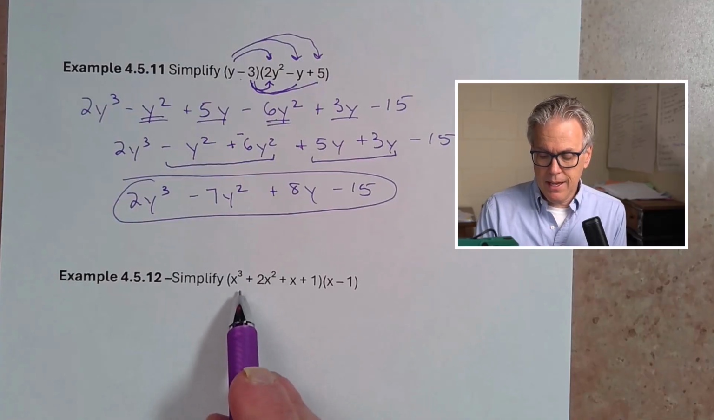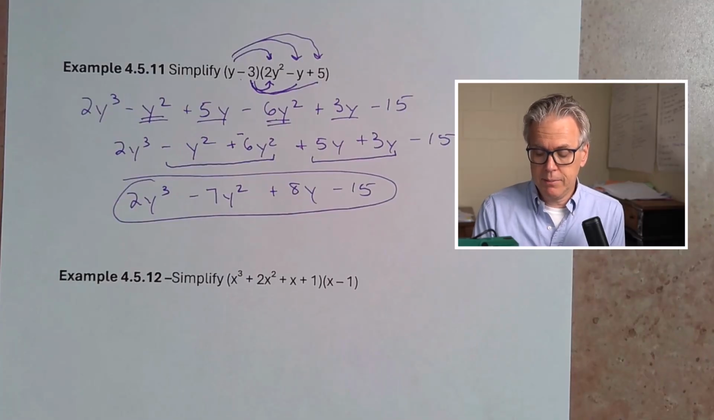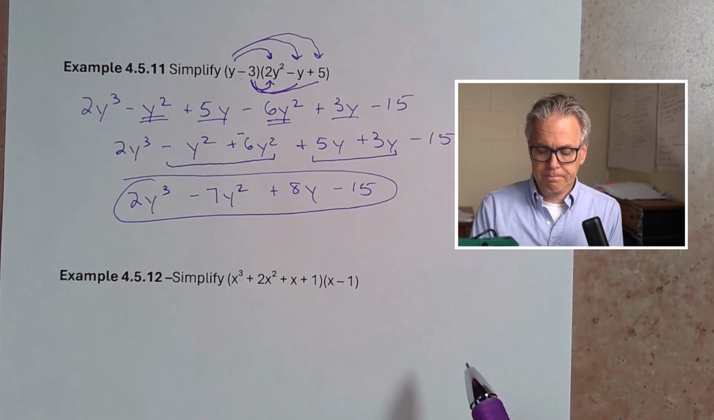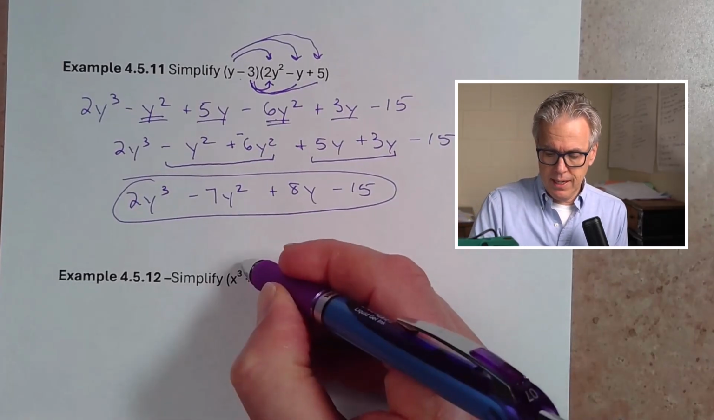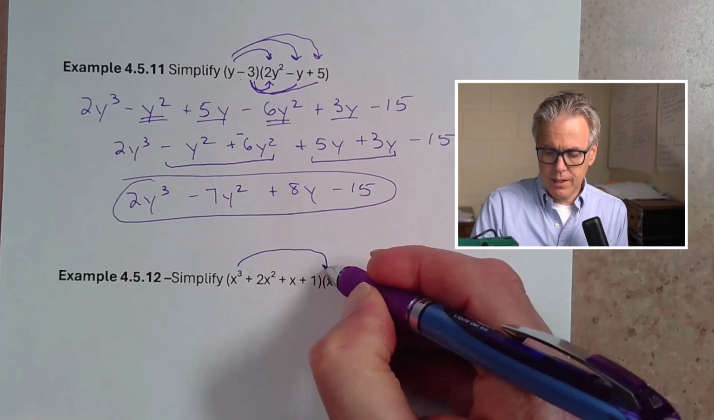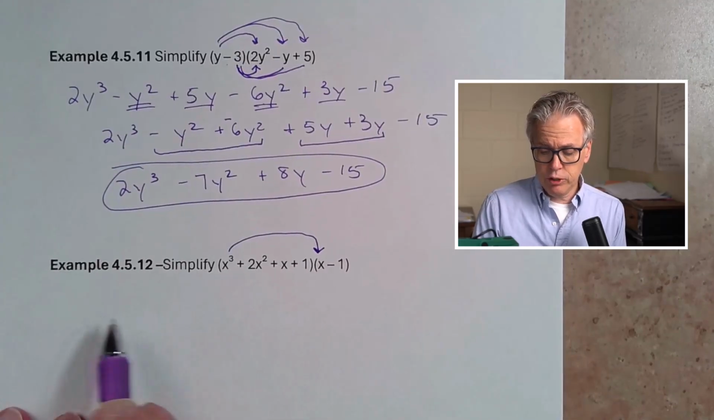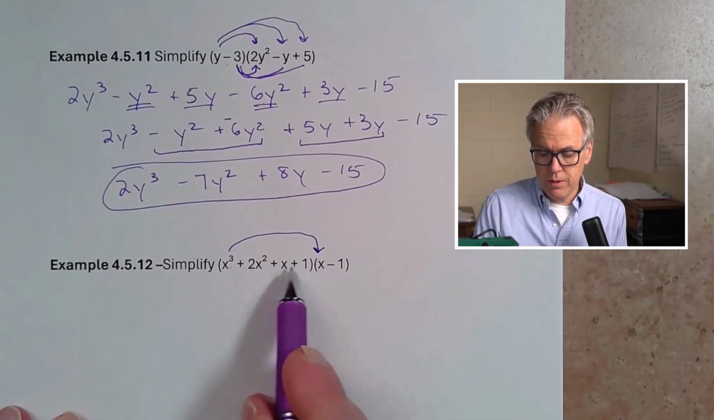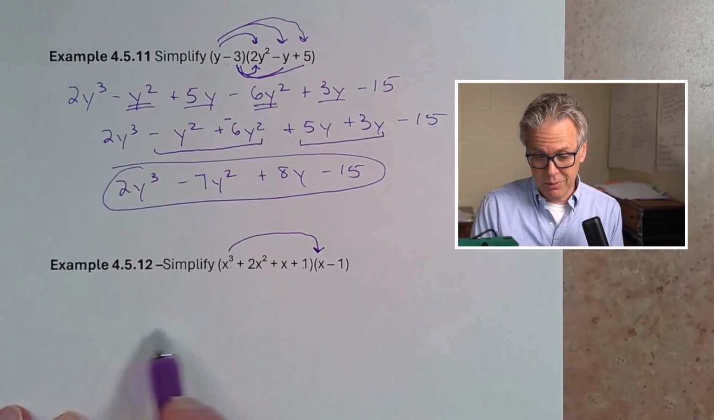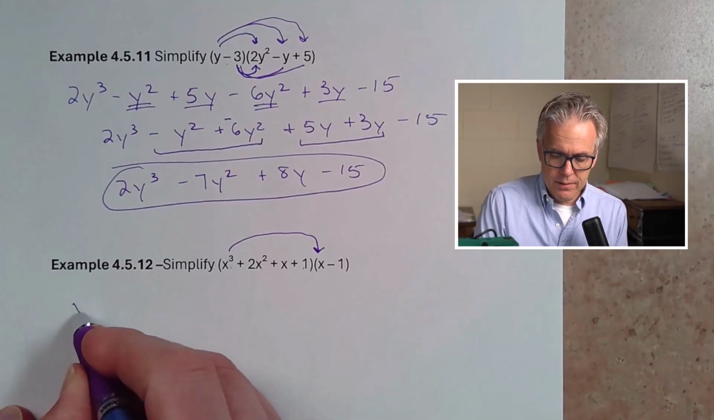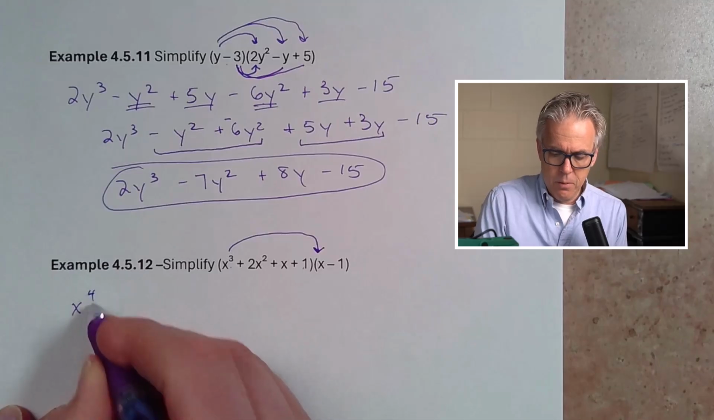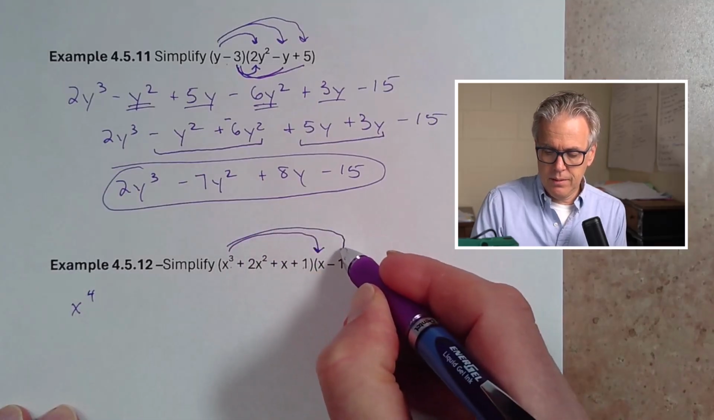Now we have a 4-term polynomial times the binomial. And again, we can go in any order we want here. So I'm just going to go ahead and take this x cubed times x. And so how many terms should I end up with here once I multiply? 1, 2, 3, 4 times 2 is 8. So I should end up with 8 terms here. So I'm going to have x to the 4th. And then I'll just go ahead and take care of that one.